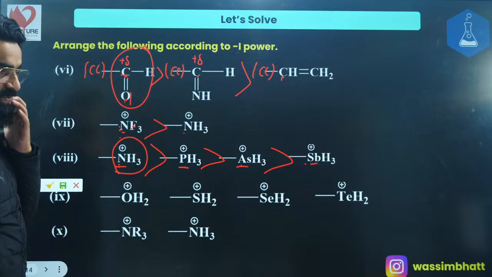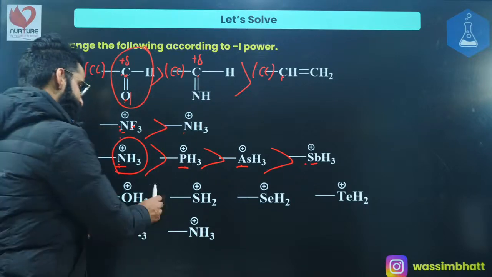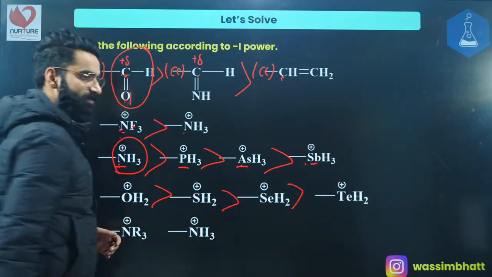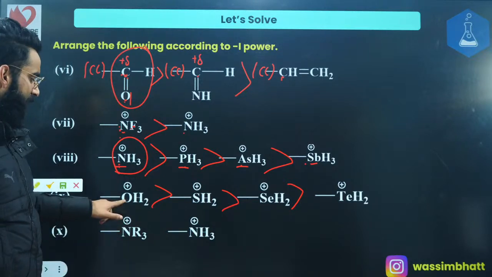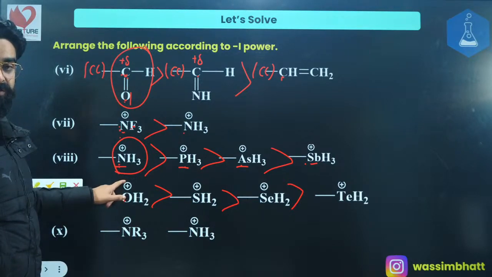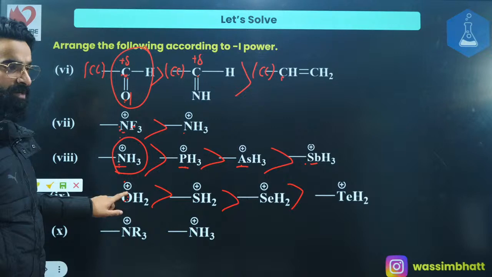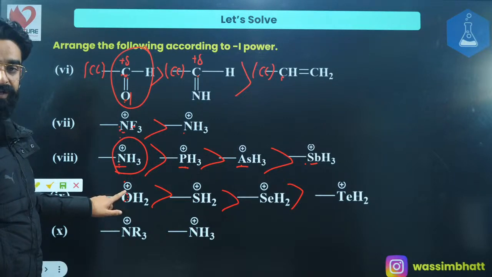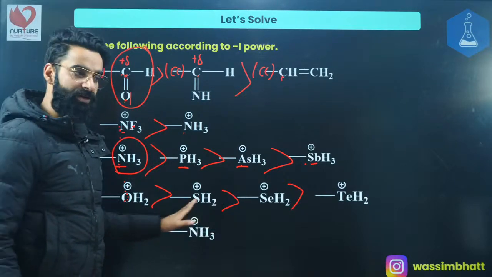Yes? Right, people? Same is the reason for this one. Correct? More electronegative element is having positive charge. Positive charge on an electronegative element makes it more electronegative. Right? What about the last one?